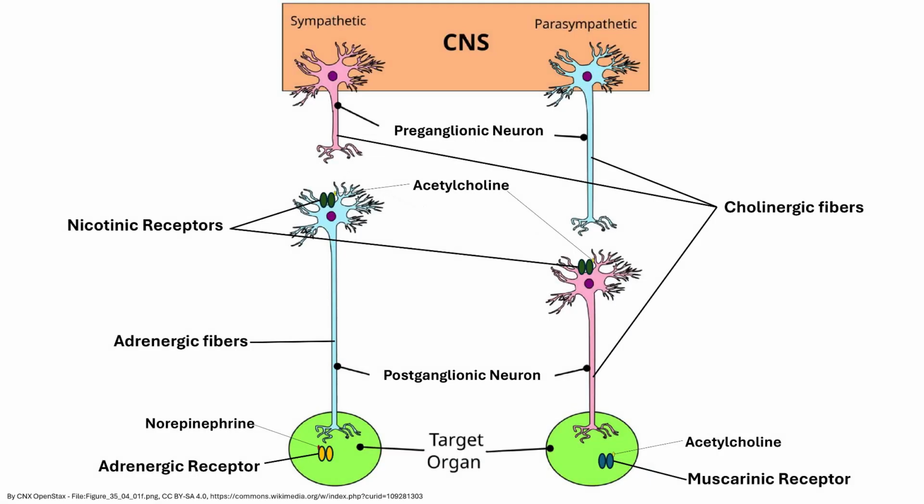In summary, cholinergic fibers release acetylcholine, which binds to nicotinic and muscarinic receptors. Adrenergic fibers release norepinephrine, which binds to adrenergic receptors. The receptor subtype determines whether the effect of a neurotransmitter is excitatory or inhibitory. Drugs can either mimic or block these effects, allowing clinicians to regulate autonomic functions.